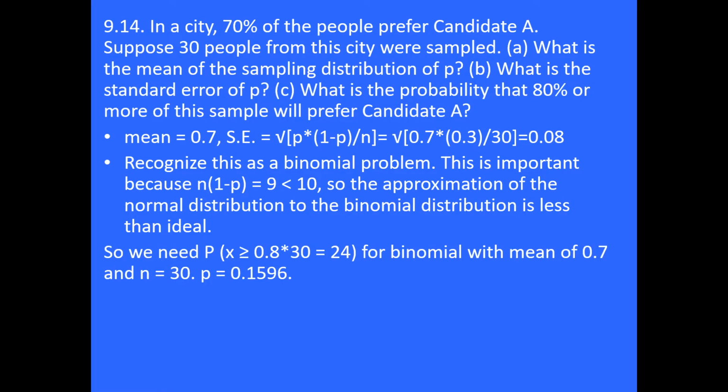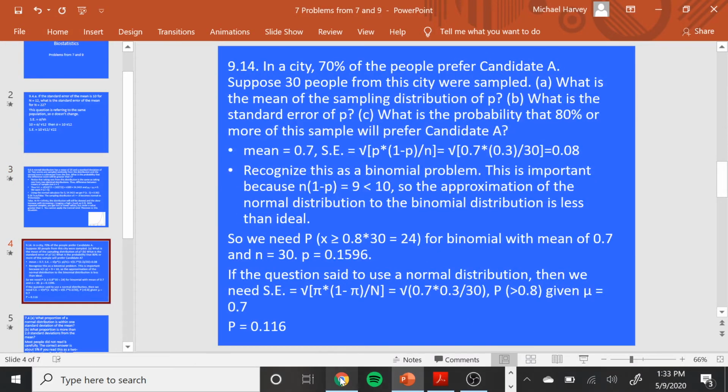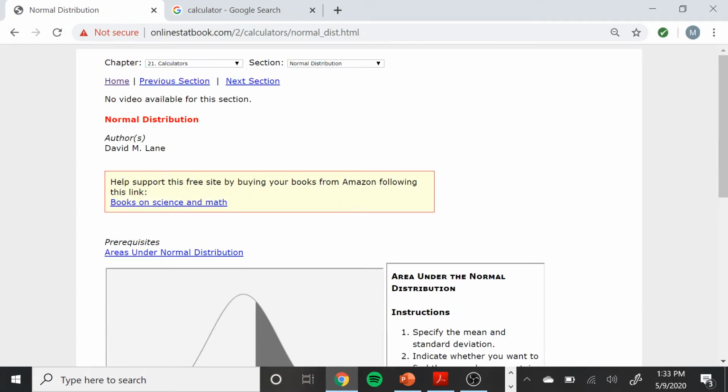Okay, so let's first try the binomial approach. If we have 80%, then 0.8 times 30 is 24. We want to know how likely it is to get 24 or more, because that's what this is asking: what is the probability that 80% or more of this sample will prefer candidate A? Let's set this up with the binomial calculator and do that first.